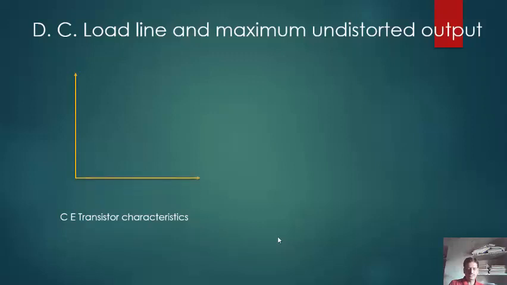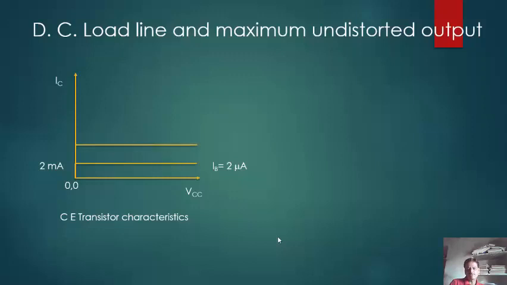This is the y-axis, this is the x-axis. We are taking the VCE, that is the collector to emitter voltage, on the x-axis, and the collector current on the y-axis. When we are giving some input current, that is the IB, suppose the IB is equal to 2 microampere, at that time suppose we get the IC, and that IC is equal to 2 milliampere.